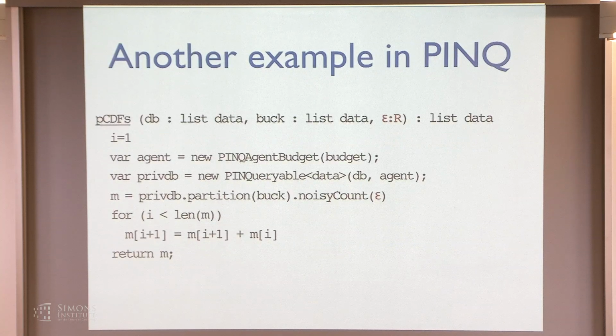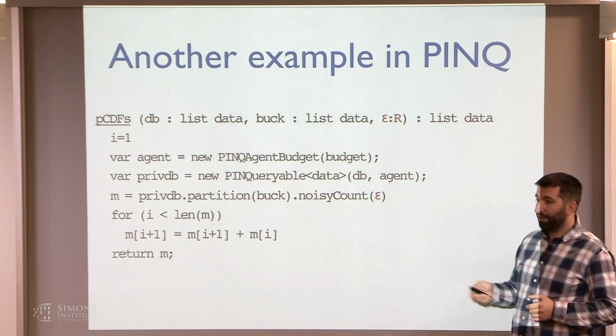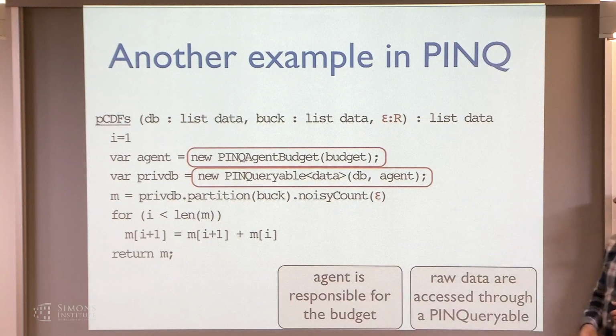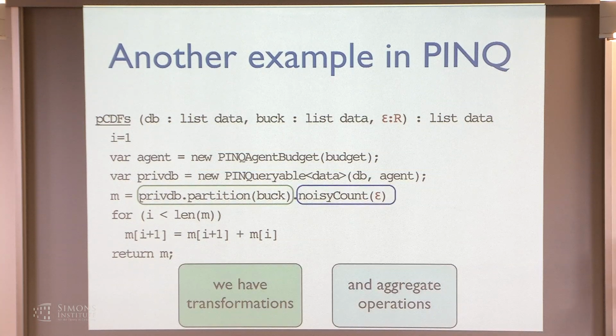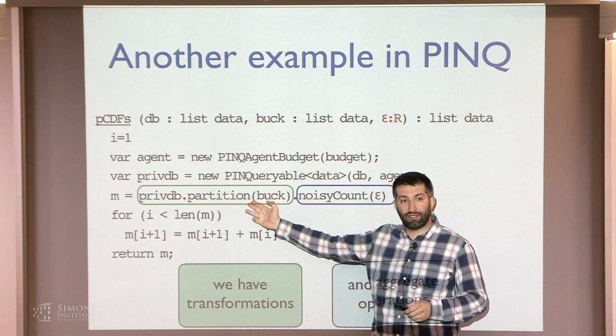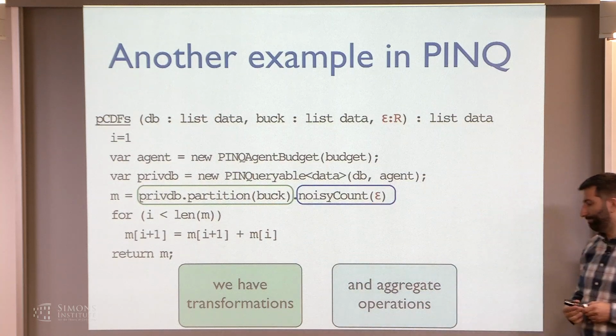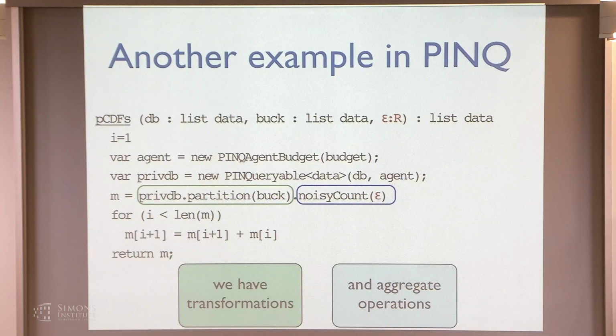The second example can be written in a very similar way, where the part that changes is just the one below. We still have the PINQ agent for the budget. We have the private database. And what we change is just that we do a different kind of transformation, because now we do the partition. And then we do again the aggregation. Okay?